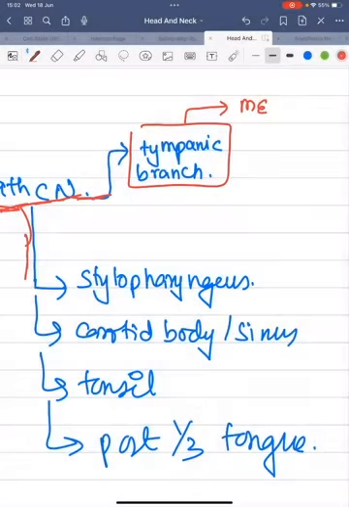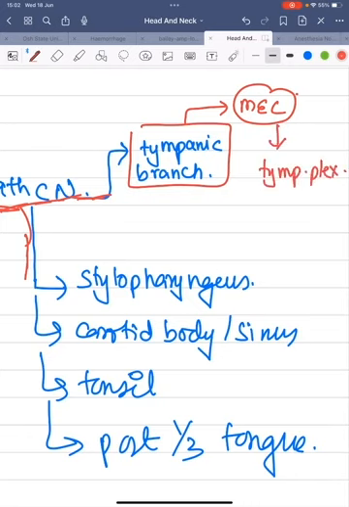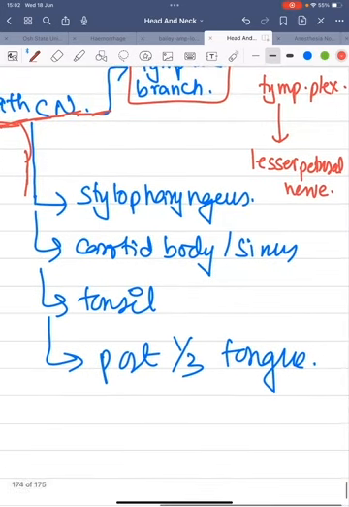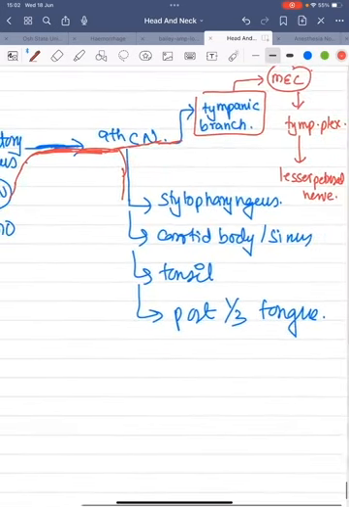cavity. This middle ear cavity is forming the tympanic plexus. Okay, from the tympanic plexus, it is giving a branch that is known as the lesser petrosal nerve. Okay, which nerve? Lesser petrosal nerve. And please remember, this lesser petrosal nerve, I am drawing it here because I don't have space here.